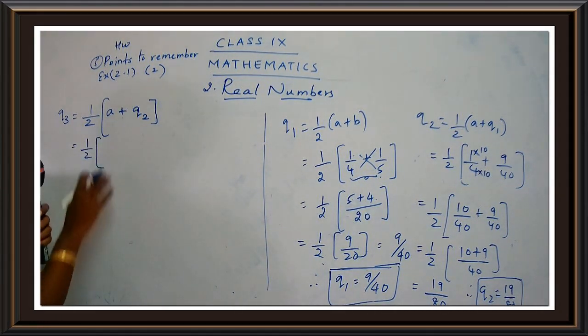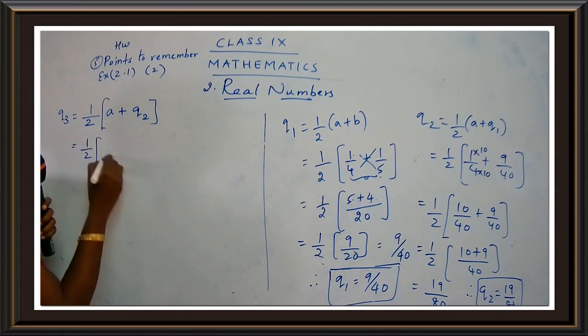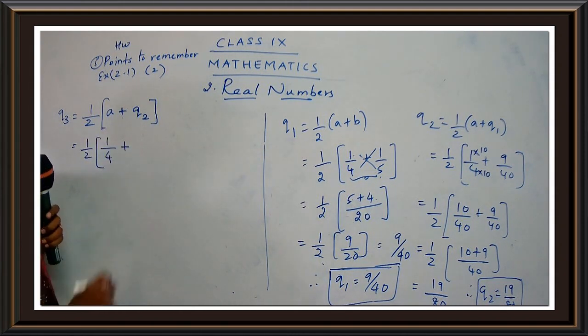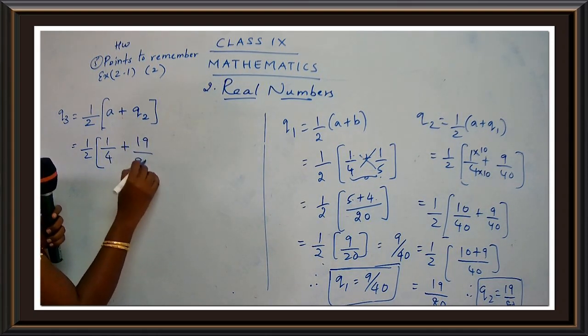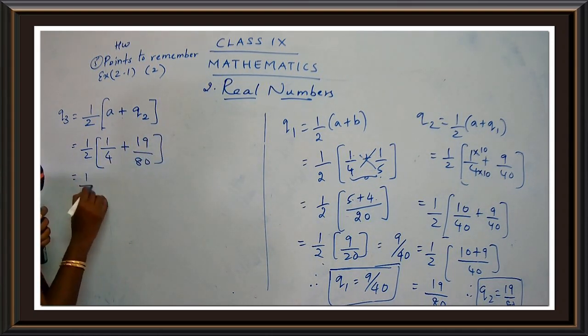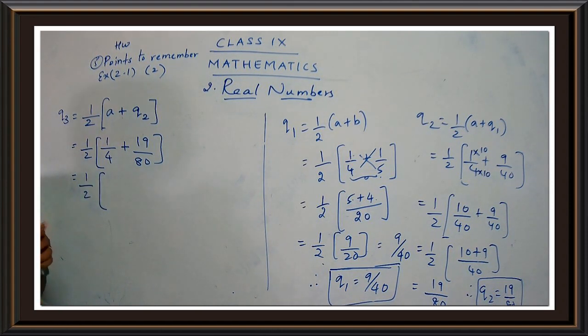What is the value for A, children? 1 upon 4. What is the value for Q2? It's 19 upon 80. Yes. So half. Again, before you go for cross multiplication, just check the denominator. What is the denominator here? It's 4. And what is the number here? It's 80. So how can you make the denominator same? Yes, if I multiply by 20.